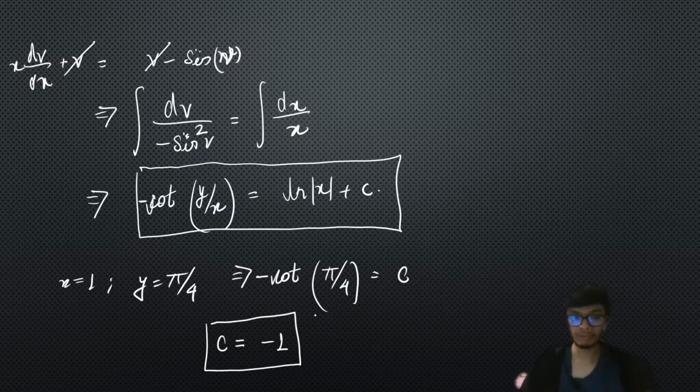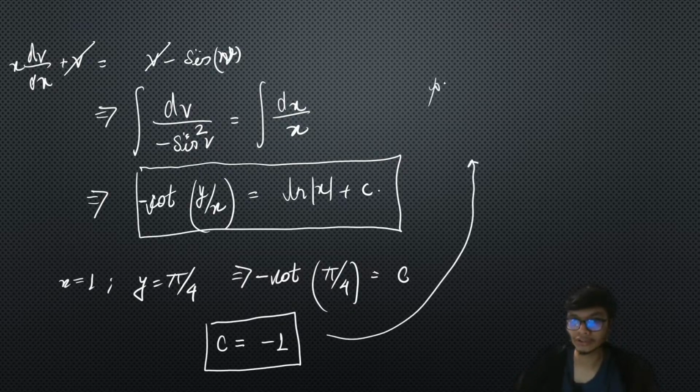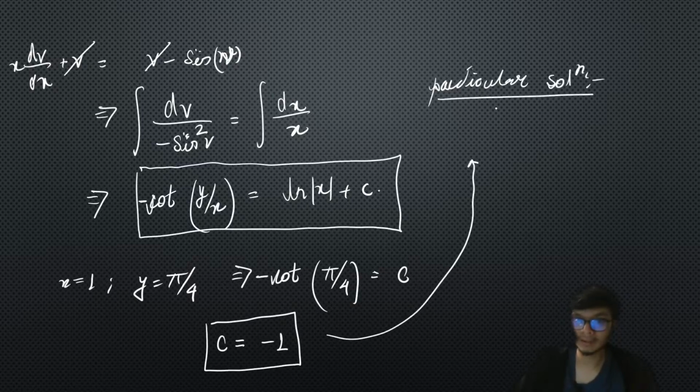Fine. Now, if we have this particular value of the constant, we are in a position to write the particular solution, right? So from the general solution, we find out the value of the constant. So the particular solution will be equal to 1 plus natural log of x equals, taking the minus sign common, cot of y upon x. So that is going to be the particular solution.